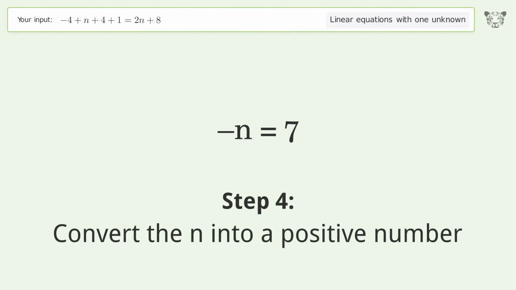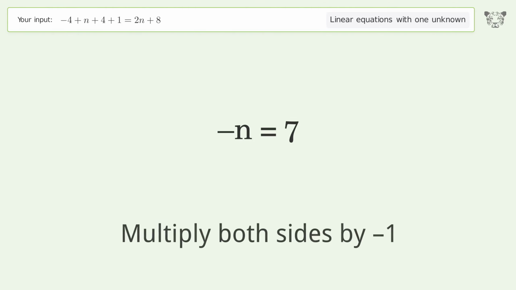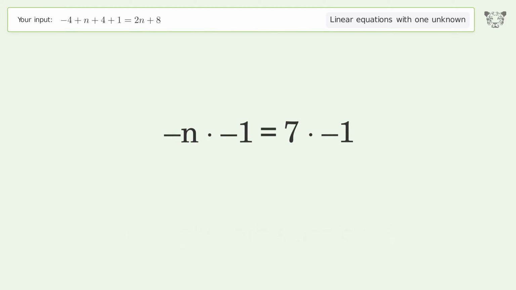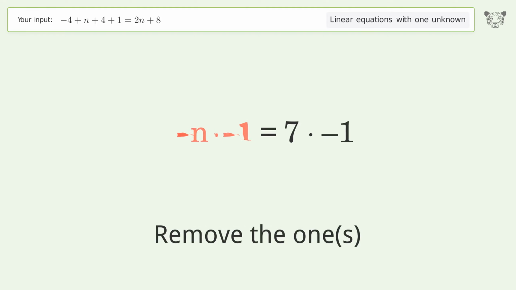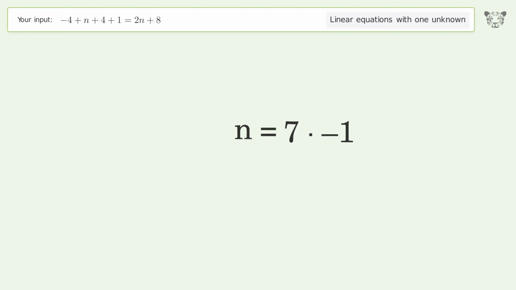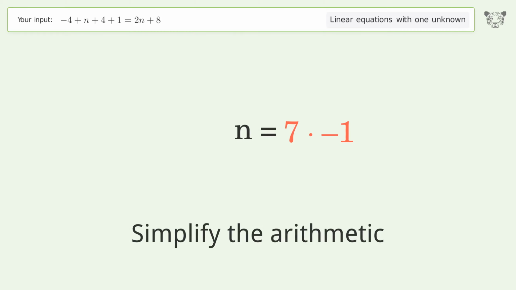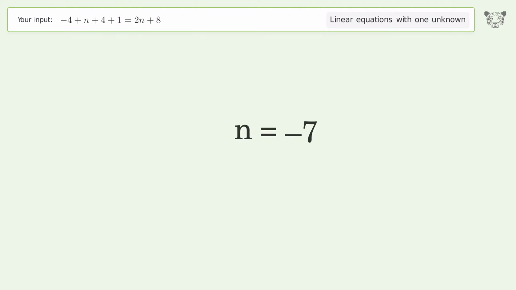Convert the n into a positive number. Multiply both sides by -1. Remove the ones. Simplify the arithmetic. And so the final result is n equals -7.